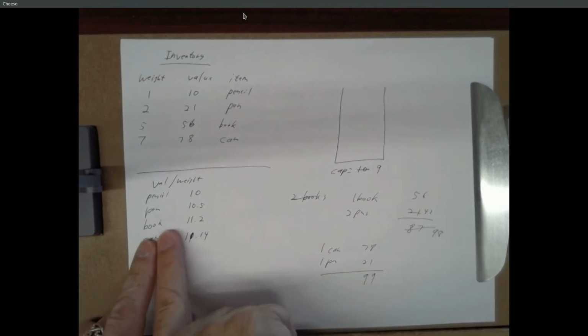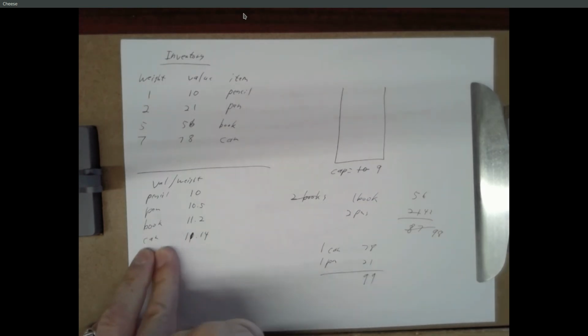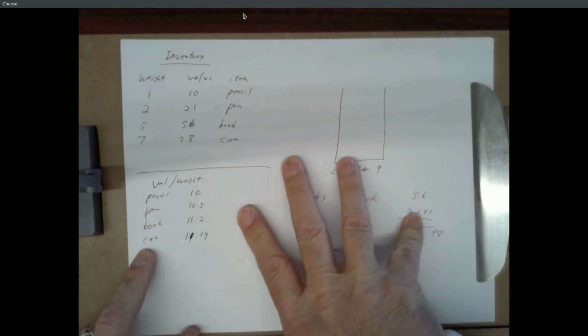Oh, this is really valuable. Let's put as many books in as we can, right? And then we can't put in any more books. Well, this is the next valuable one. Let's put as many cars in as we can, right? And for some problems, that will get you an optimal solution. Okay, that's a greedy algorithm.